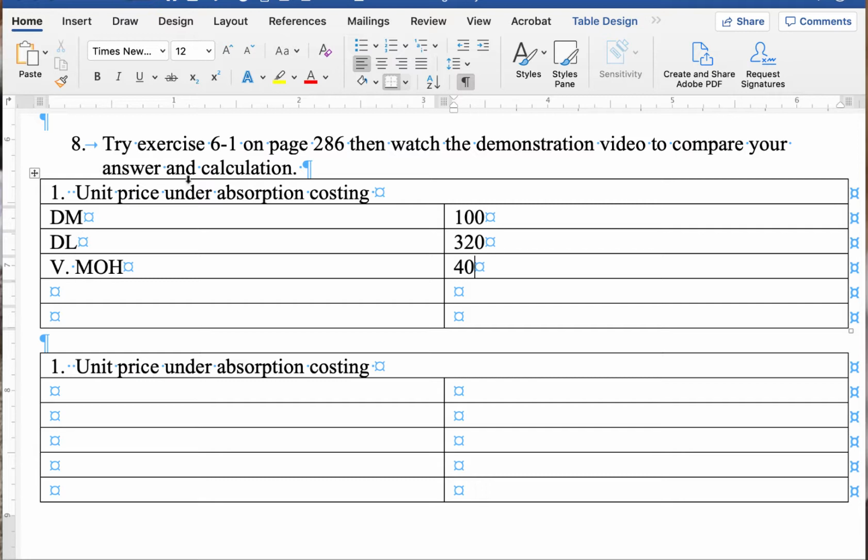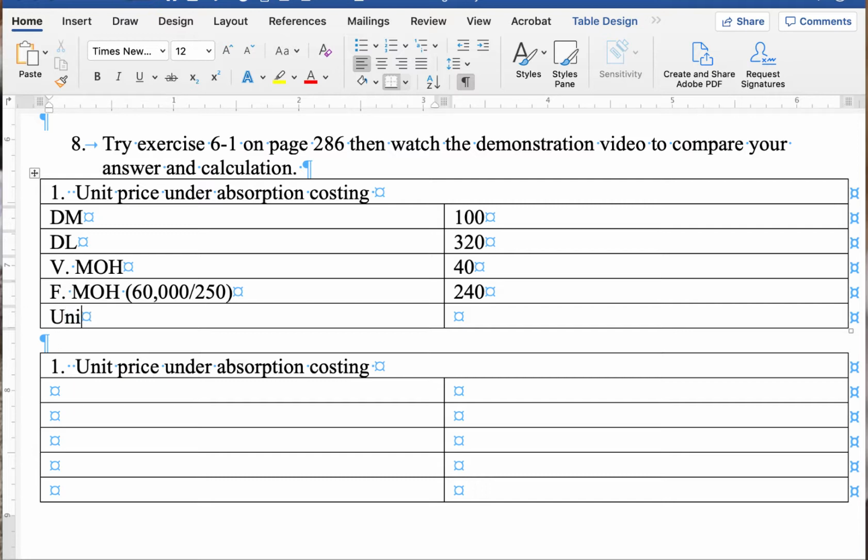Now, since we're doing the absorption method, we're going to use our fixed MOH, but we have to put it on a per unit basis. Our total fixed manufacturing overhead is $60,000. We're going to divide that by the number of units produced. We produced 250 of these gamelans. That means the per unit fixed manufacturing overhead is $240.